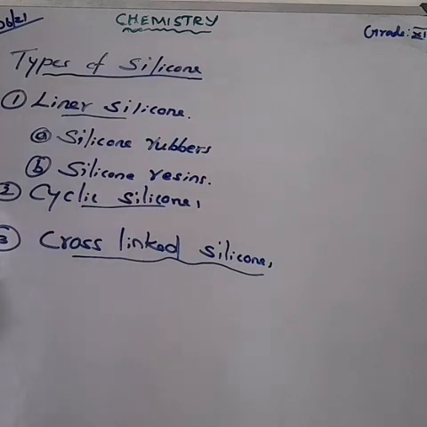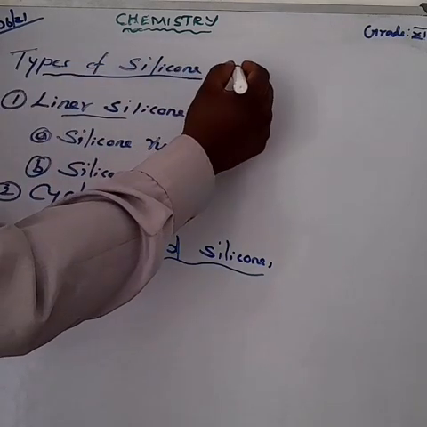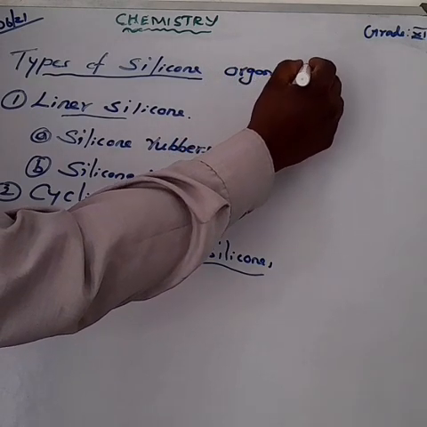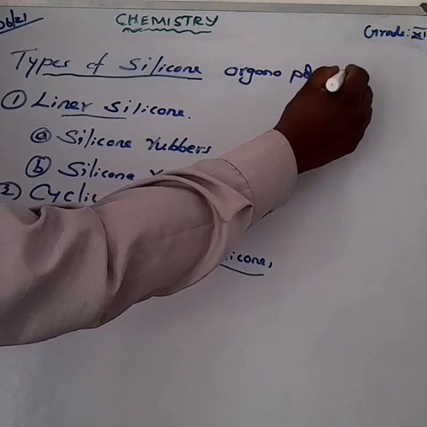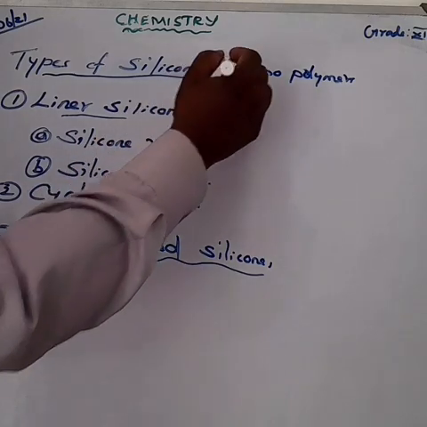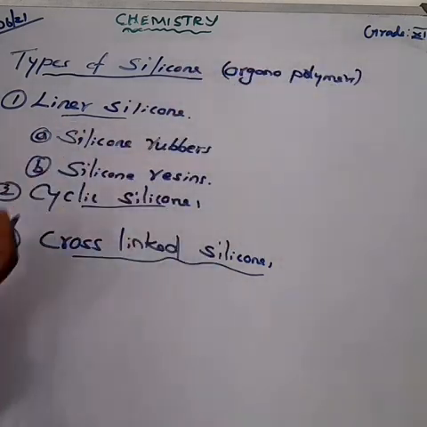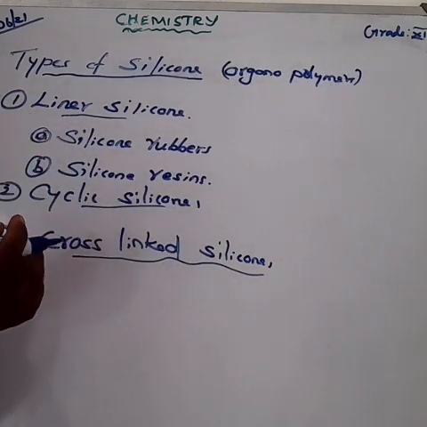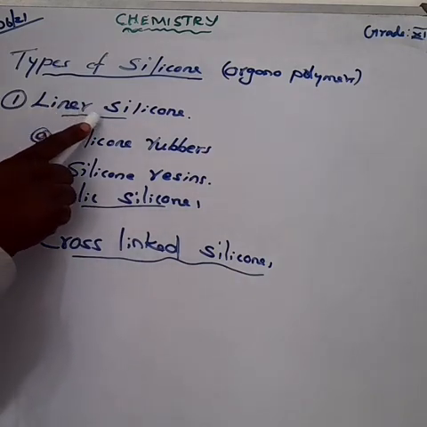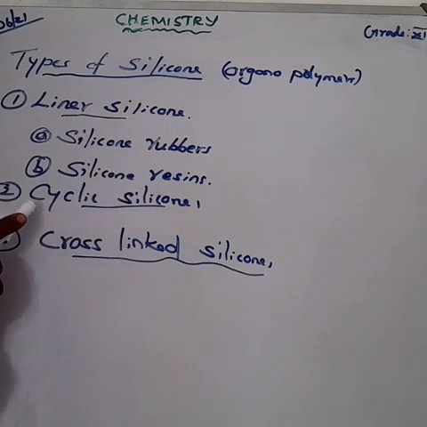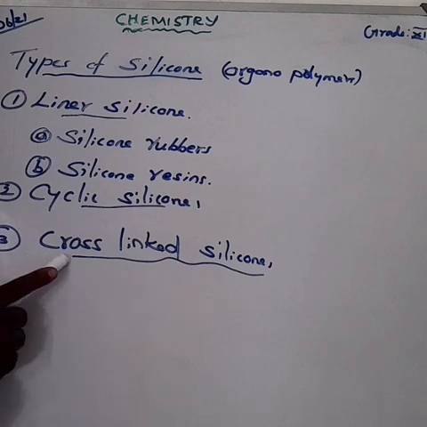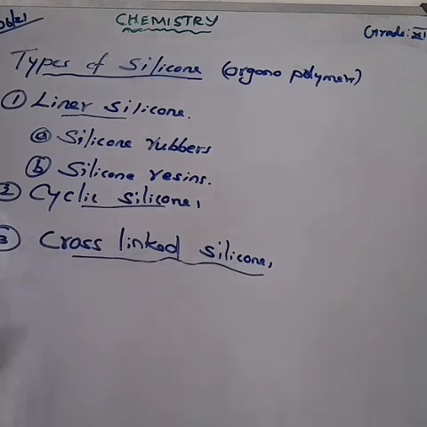What are silicones? Silicones are organosilicon polymers. What is the other name of silicones? Polysiloxane. Then preparations, structures, everything we learned, right? Next, what are the three types of silicones? One is linear silicones, the second is cyclic silicones, and the third is cross-linked silicones. This is a three mark question.